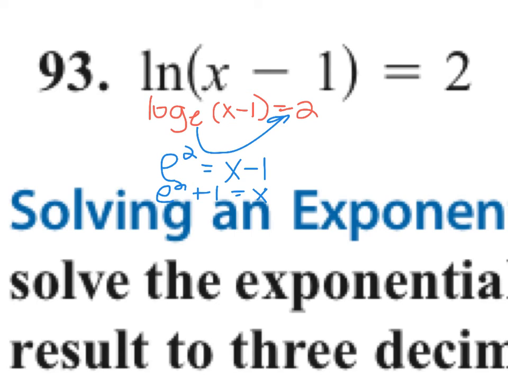So e squared plus 1 is what x is. Without a calculator, it would stay that way. And with a calculator, I would do e to the second plus 1, which is 8.389.